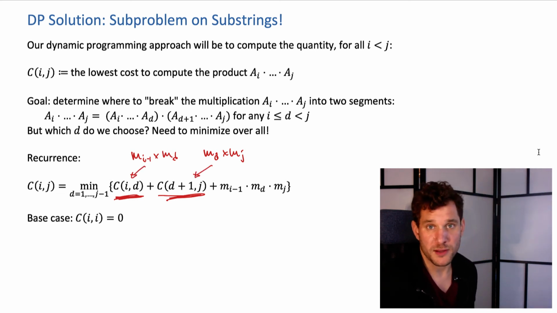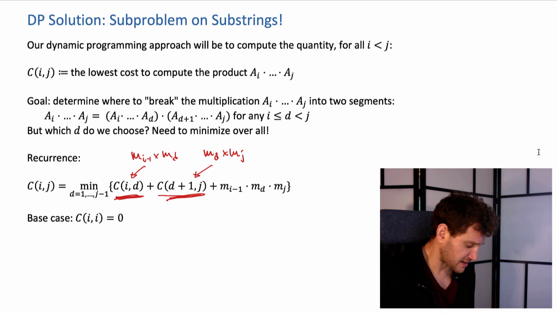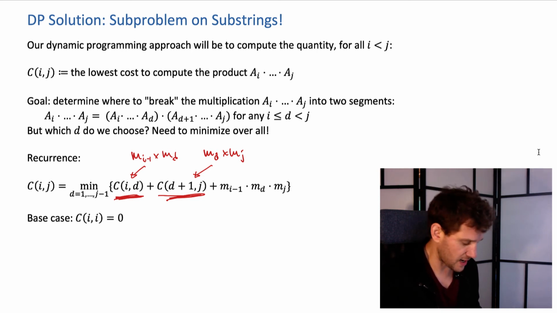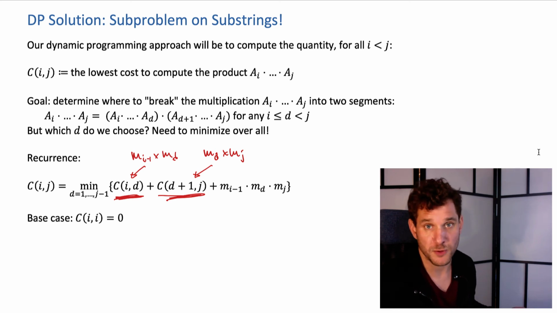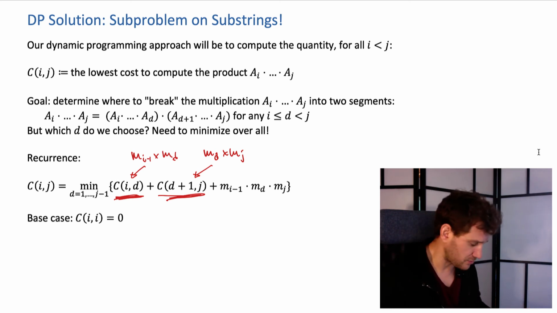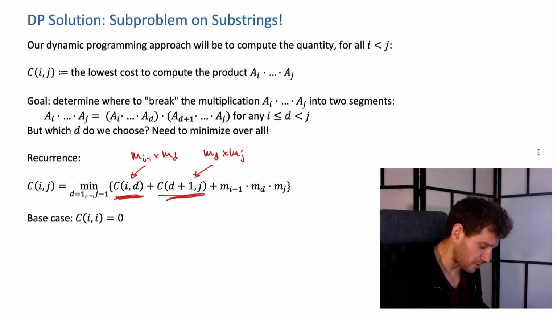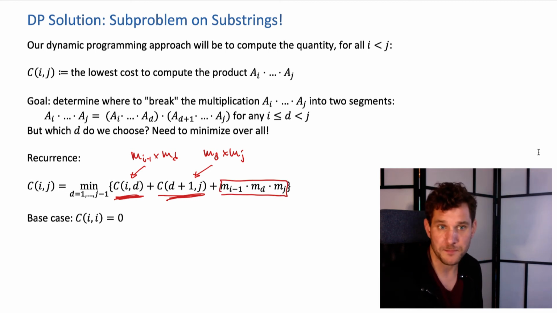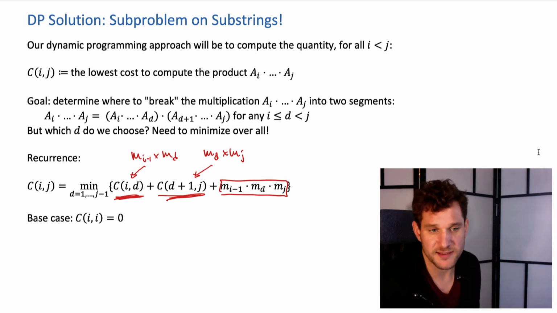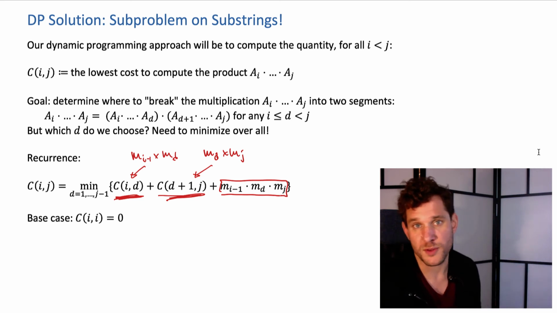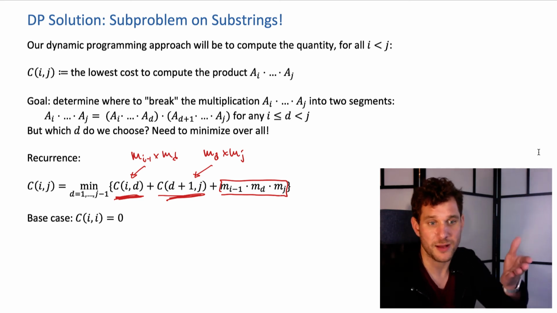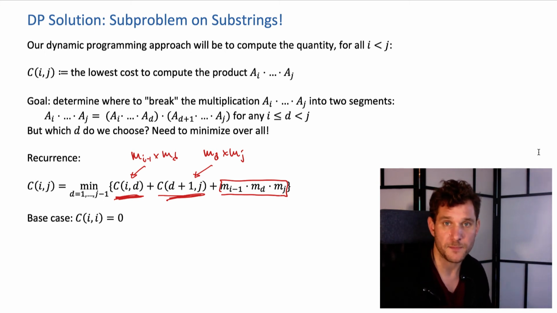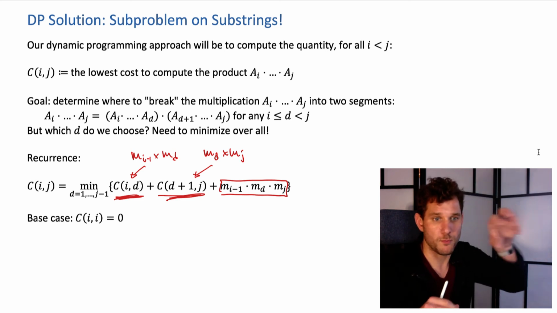Now when I want to multiply 2 matrices that have size m sub I minus 1 times m sub d and m sub d times m sub j, what's the cost of that matrix multiplication? Well, this is the cost of that matrix multiplication: m sub I minus 1 times m sub d times m sub j. I guess I didn't specify exactly why that's the case, but if you think about the naive matrix multiplication algorithm, you're going to get that expression as the running time for computing the resulting matrix, right?